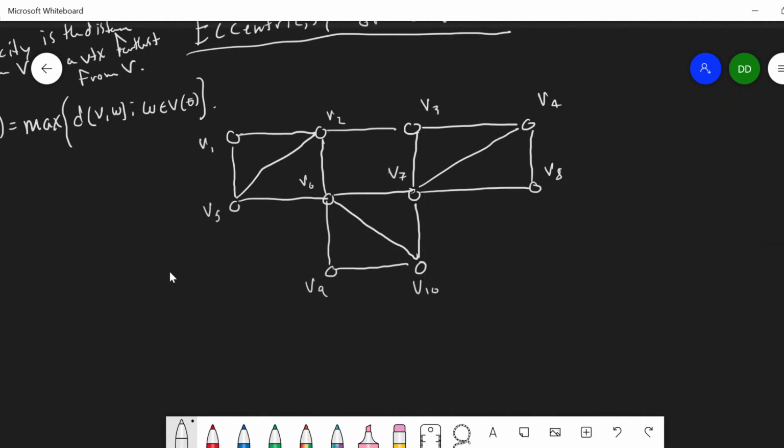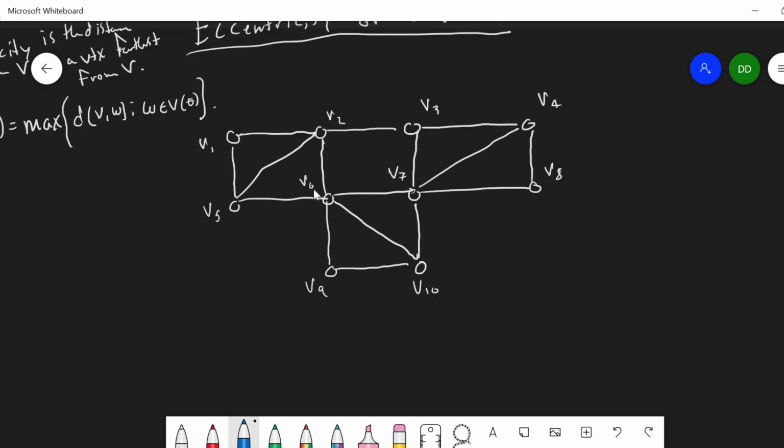So let's go ahead and compute some eccentricities here. I'll start at V1. I want to look at the distance between V1 and every other vertex in the graph. The distance between V1 and V2 and V5 is 1. The distance between V1 and V6 is 2. The distance between V1 and V9 is 3, as well as V10 is 3. So the eccentricity is at least 3.